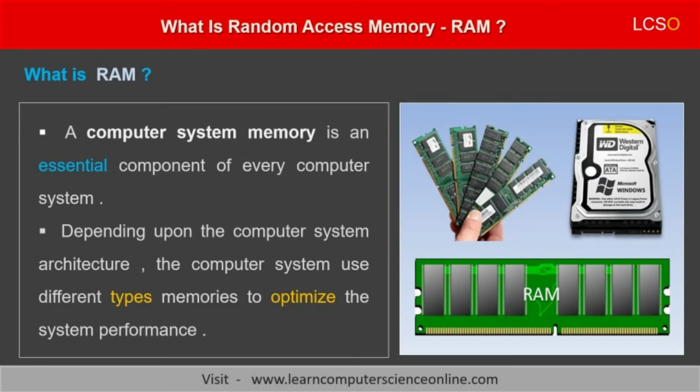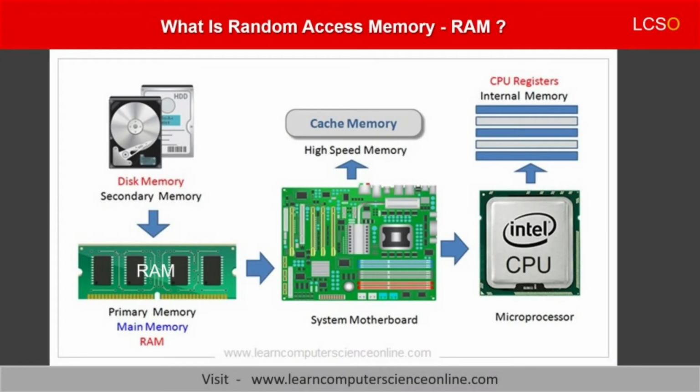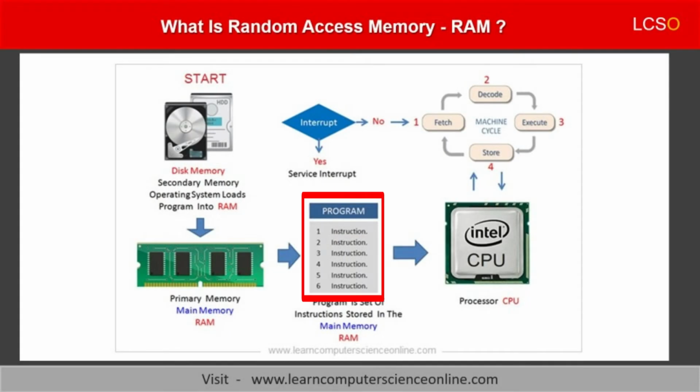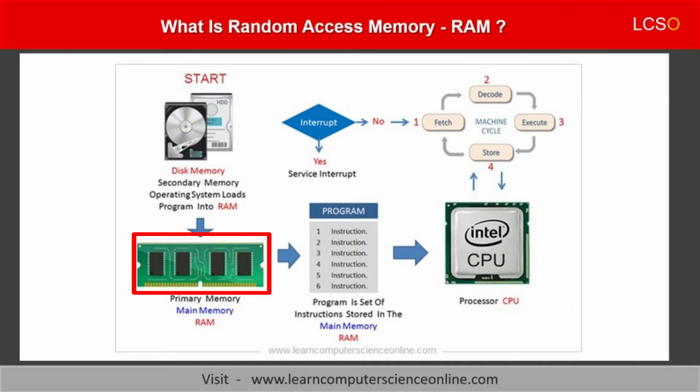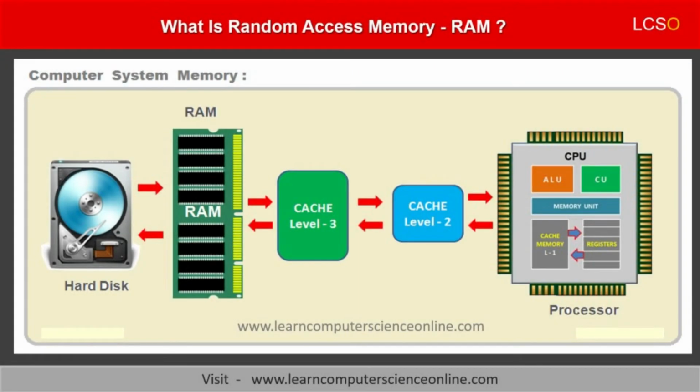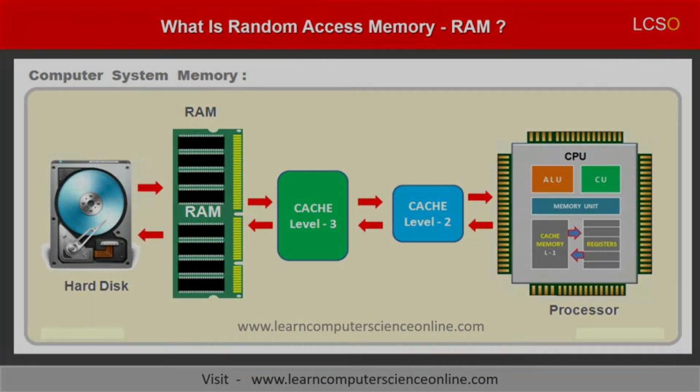Computer system memory is an essential component of every computer system. The main function of the computer is to execute the program in order to perform a specific operation. Each program consists of a number of machine instructions that direct the processor to perform various operations. The random access memory is said to be the main memory of the computer. In computer architecture, RAM is also referred to as a primary memory, or a temporary memory, or a volatile memory, because it can store data only when it is powered on.